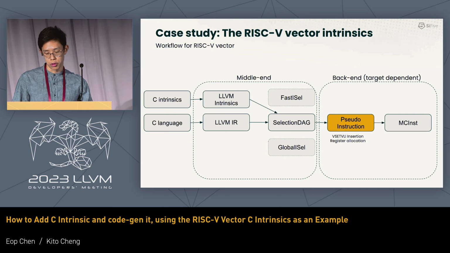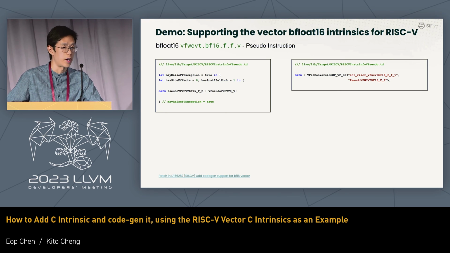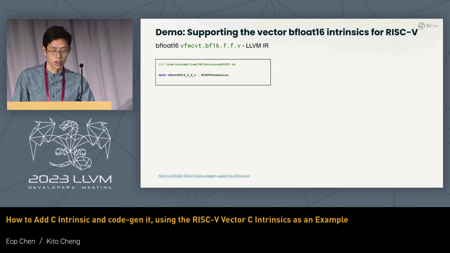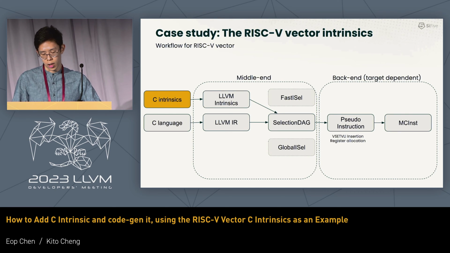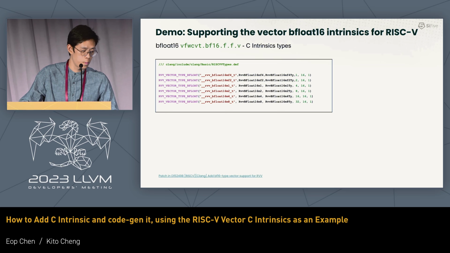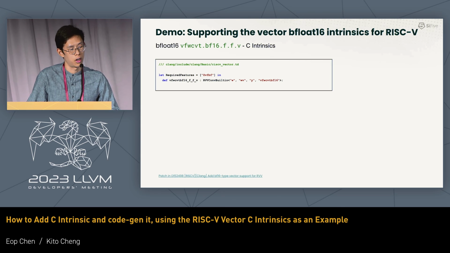Then we go up to the pseudo instructions. We already have widening converts for the standard vector extension, so the templates can be directly reused, and the modifications would be simple here. And for the LLVM intrinsics, also we have existing templates, just directly reused from RISC-V conversion. And for C intrinsics, you'll first need to declare the bfloat16 types, and to have the actual built-in function declared.